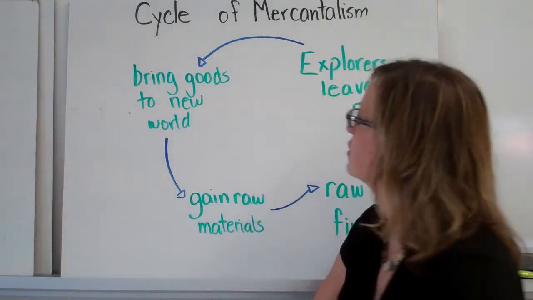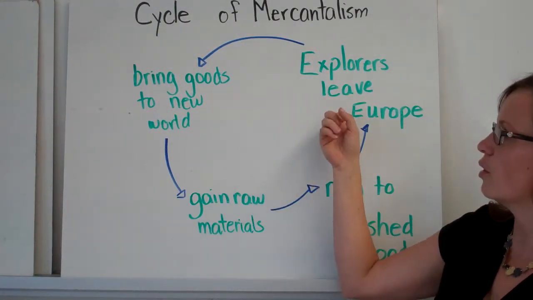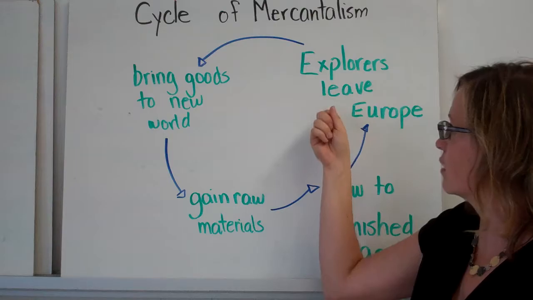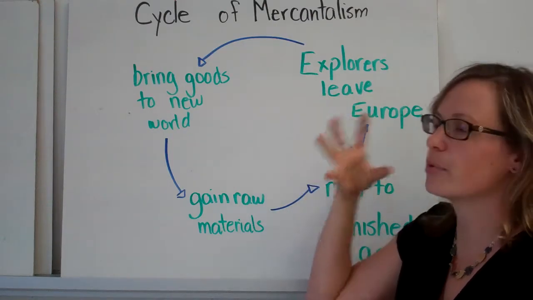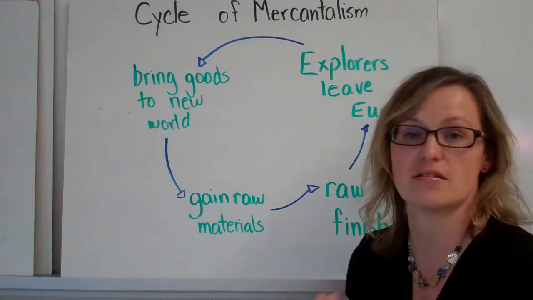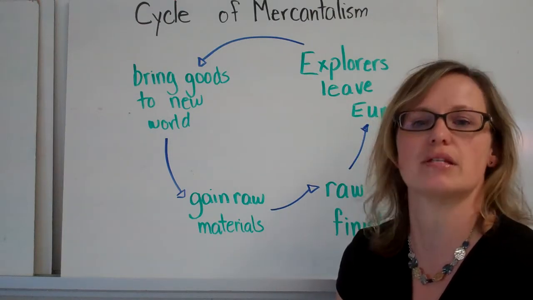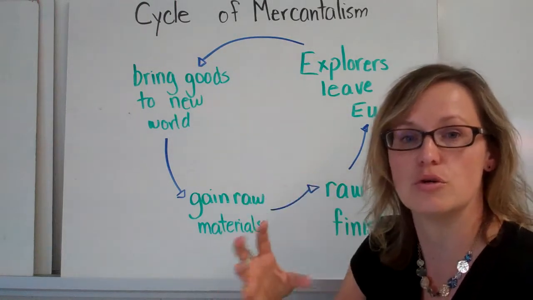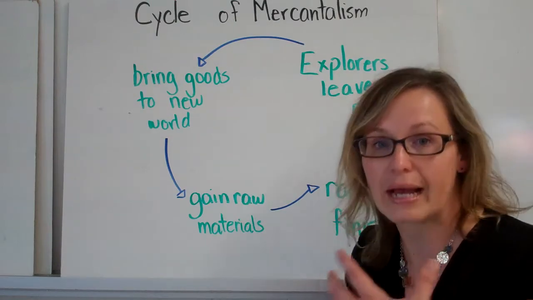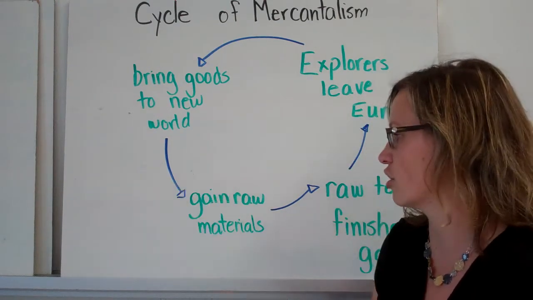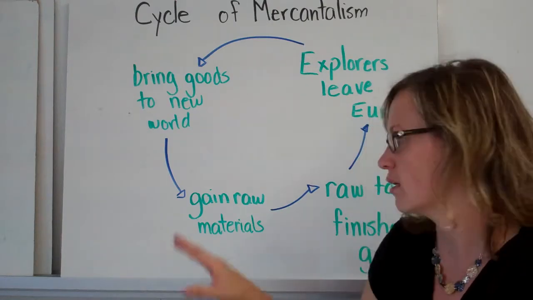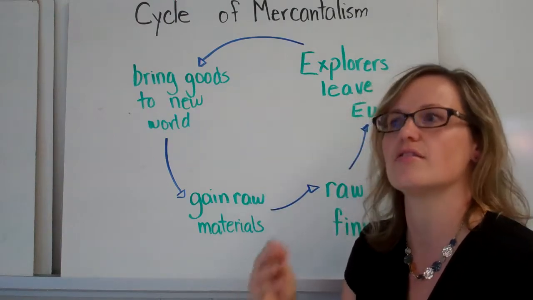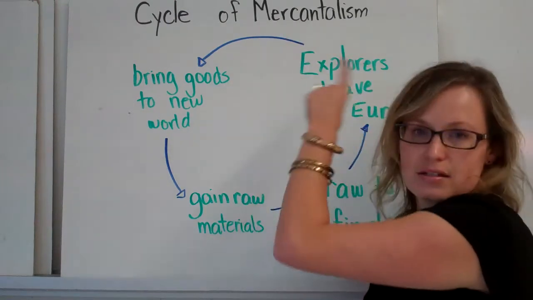And this started the cycle of mercantilism. So people in search of wealth and power, traders, hunters, they leave Europe. And they bring with them some finished goods that they can sell or trade for cheaper raw materials that they can then use to make money. So the explorers leave. They bring the goods with them to these new worlds. In these new worlds, they trade or sell their finished goods, and they gain these raw materials. They then take those raw materials back to Europe and turn them into finished goods that they can again sell. And the cycle continues.